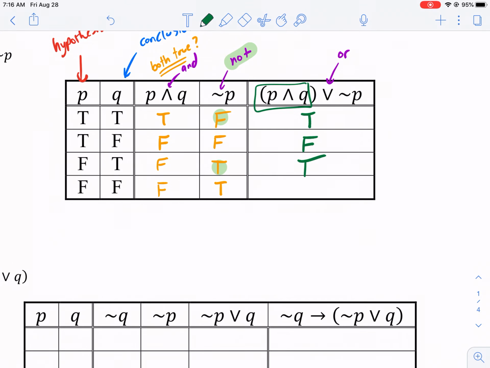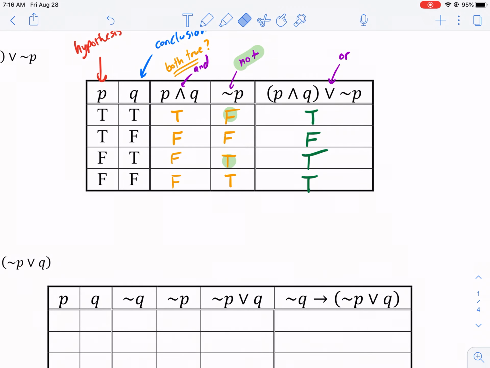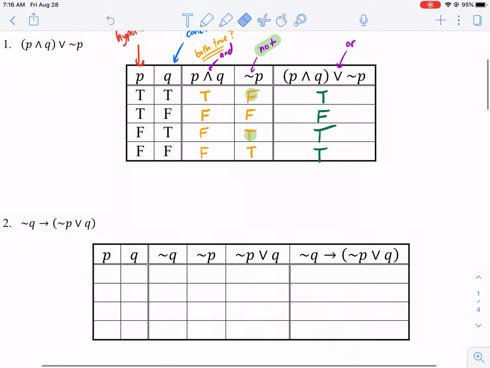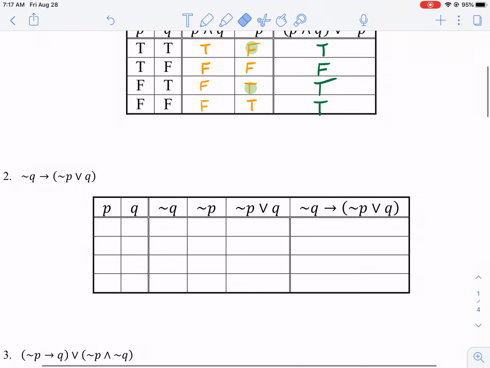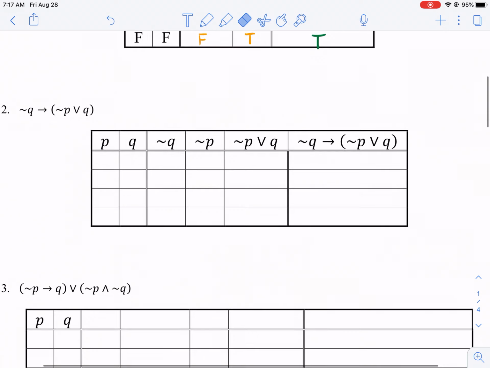Next one, we have F and T. At least one of those is true, so we're going to put true there. So we are done with this truth table. Each truth table is unique. Each one's asking different things, and that's how you do that one. Okay, moving on to the next truth table.